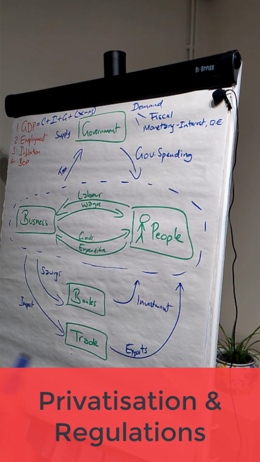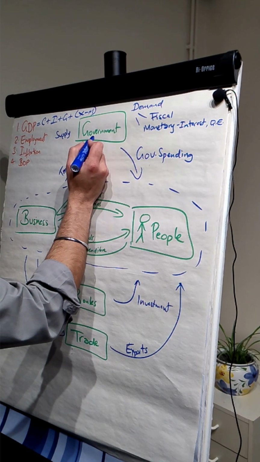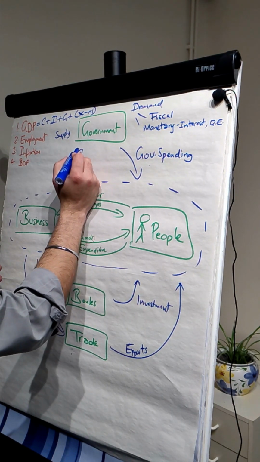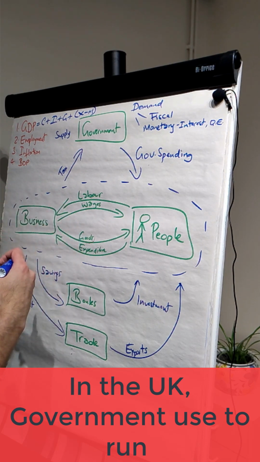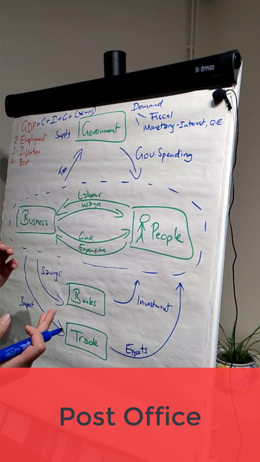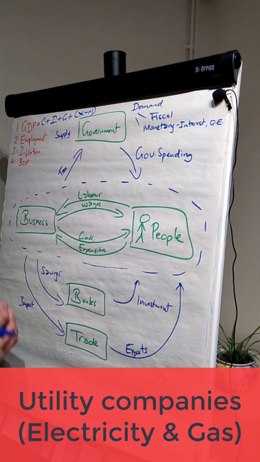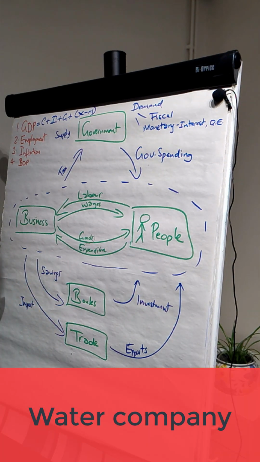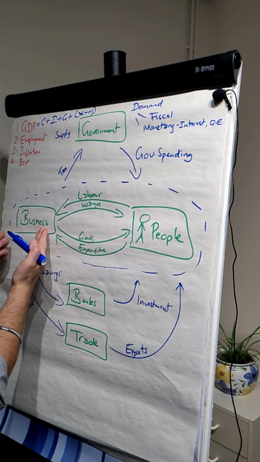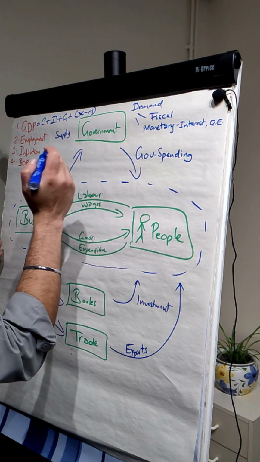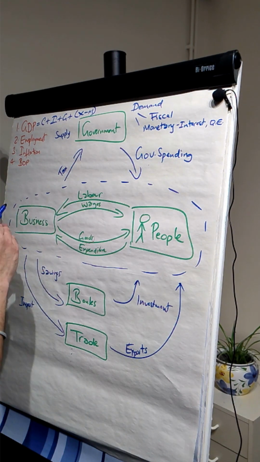Privatization, regulation, who's in charge of all of that? Government is. The government can privatize its businesses that it's running. So in the UK, government used to run the post office, BT, the telephone company, utility companies, your gas, electricity, water company. It's privatized all those industries. Who has it given it to? Businesses. It's privatized.